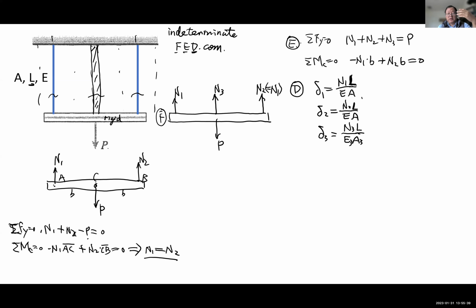Are you convinced this is indeterminate? Is everyone convinced this is an indeterminate problem? Yes. Okay, then we can go ahead, right? All right, so what's the compatibility? What's the compatibility?